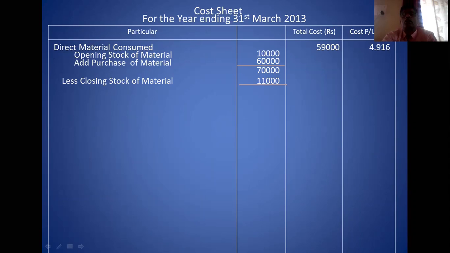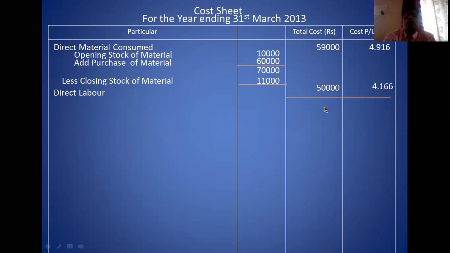This is 4.916. How I calculated? 59,000 divided by 12,000 units produced. Okay. Then second item is labor. Labor is 50,000. 50,000 divided by 12,000, you will get 4.166 per unit. Labor cost per unit is 50,000 divided by 12,000.